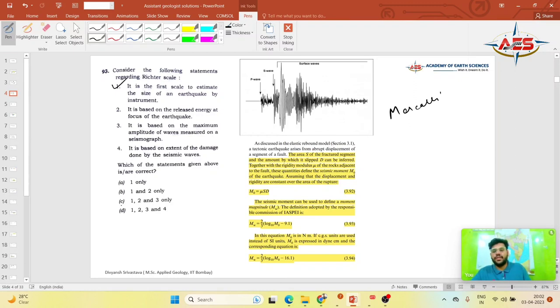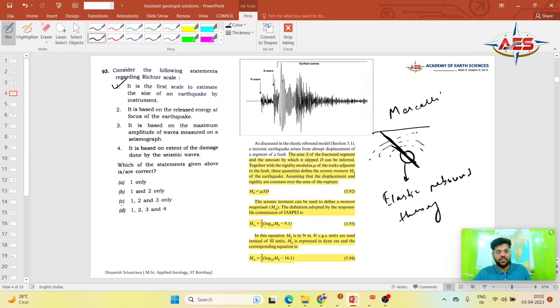If you see the second, it is based on the energy released at the focus of the earthquake. Yes. During faulting, an earthquake is produced because of faulting, when there is a rupture in the rock. You studied the elastic rebound theory, where the energy stored in the rocks gets released during the rupture. This is the fault. It can be a blind fault, or it can continue up to the surface also. This is the focus, and the waves are released from there.